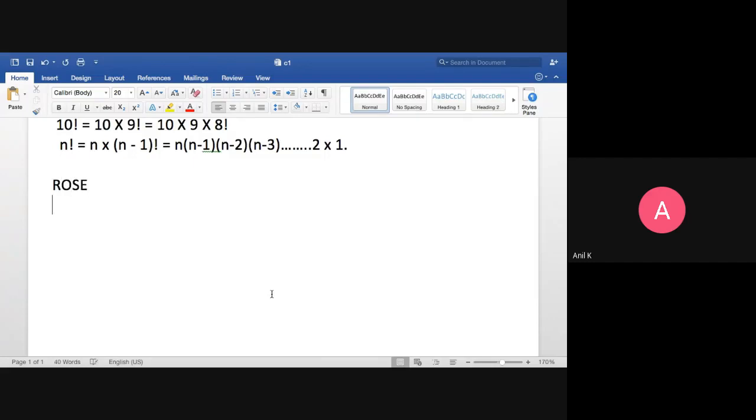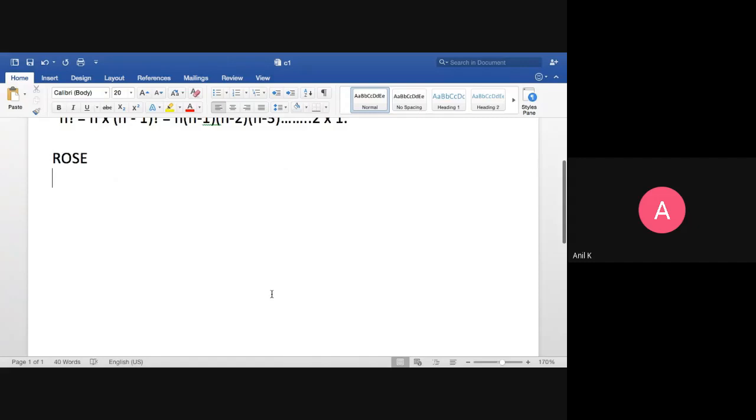ROSE. Okay. In the last class, we discussed how many four-letter words we can frame. If I ask the question, by using the letters from the word ROSE, how many three-letter words can we make? As we discussed, a three-letter word means first blank, second blank, third blank. I have to use the letters from the word ROSE and make new words without repetition. Can anyone tell me how many we can make?